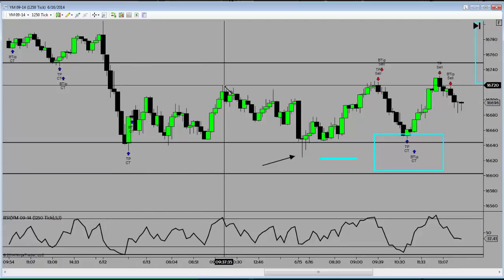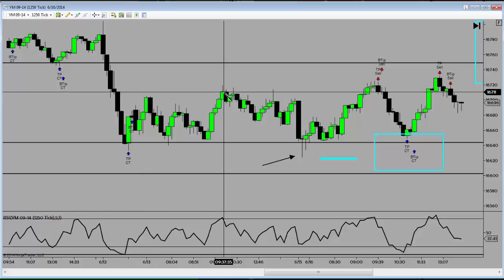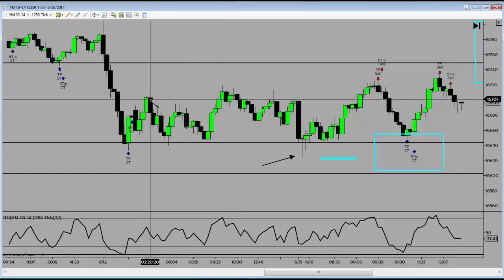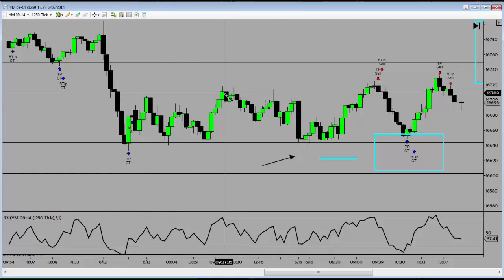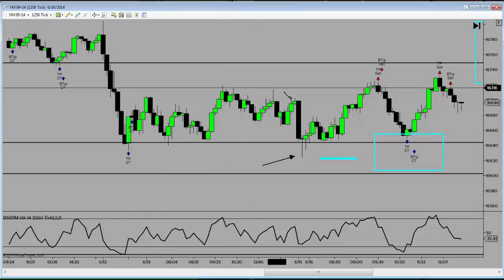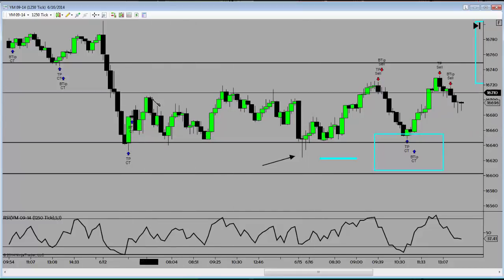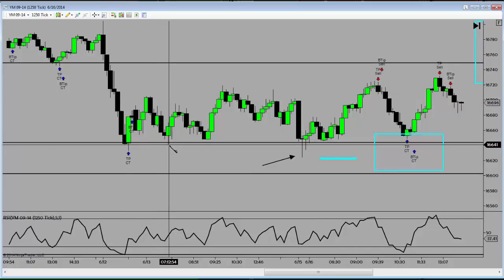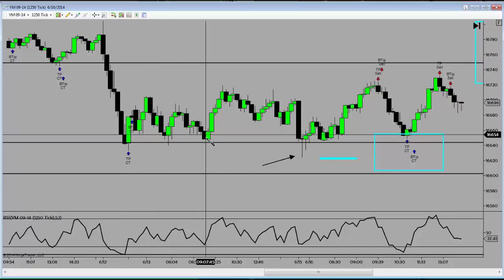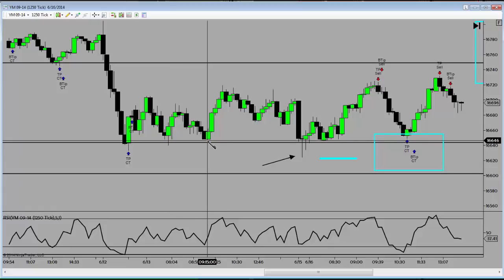And then here we made a new structure high, and this closed above this previous swing high. So here it is, higher high with higher close. Okay? Then we pull back down right here. Now I want you to note the time between bars. This is swing low. 12 bars later we test. And then 9 bars later we test again.